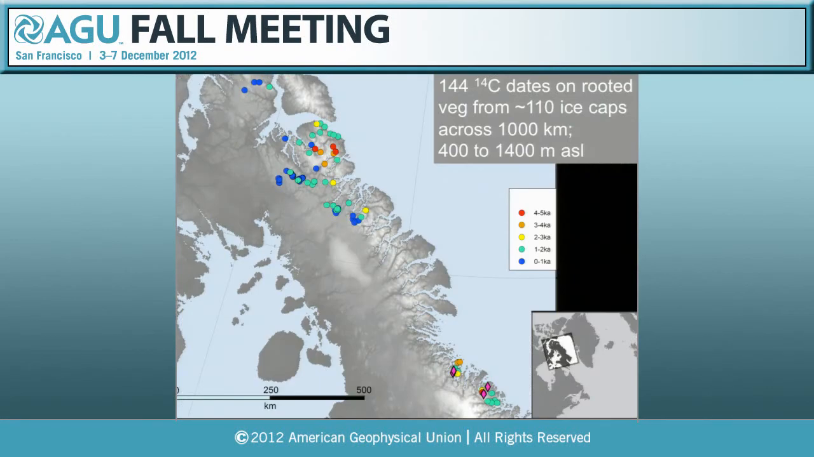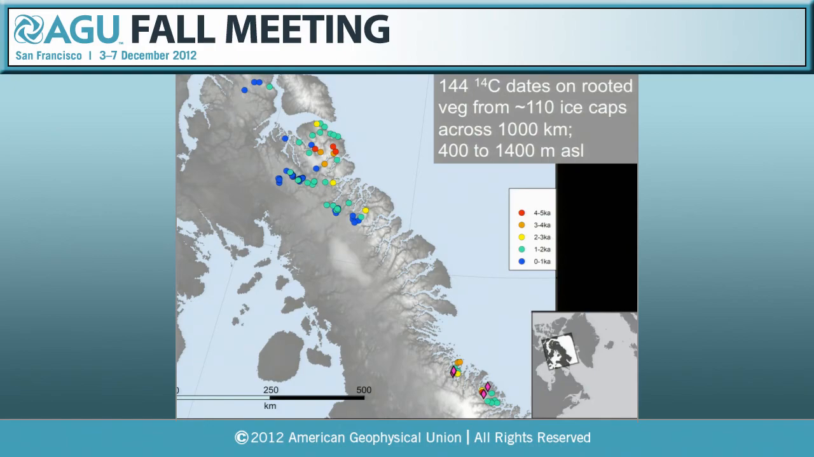So what I want to present then are 144 of these radiocarbon dates that we've collected from more than 100 different ice caps. This spans about 1,000 kilometers in the north-south dimension, and they range in elevation from about 400 to 1,400 meters above sea level. What I want to do is to normalize them to climate. There's a fairly steep climate gradient where the coastal areas are cooler than the inland, and we'd like to get rid of that gradient so we can put them all on a common scale.